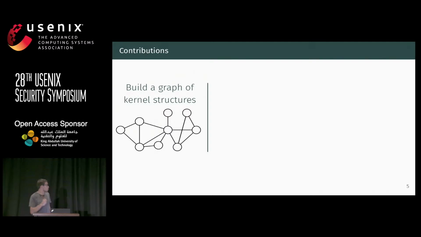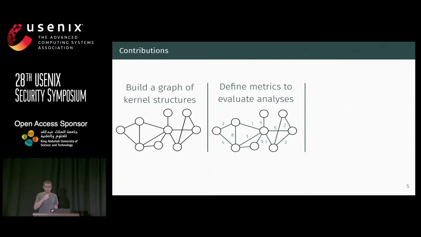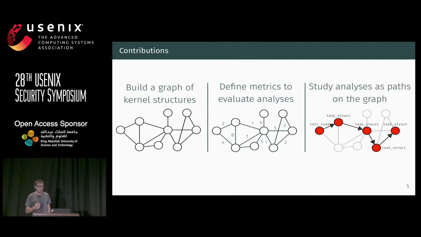First of all, we build a graph of kernel structures, in which nodes represent an instance of a kernel structure, and an edge represents a pointer from one structure to another. Then we define a set of metrics which we report on our graph and which we use to evaluate forensic analyses. And finally, we combine these two contributions together and we study analyses by expressing them as a path on our graph.